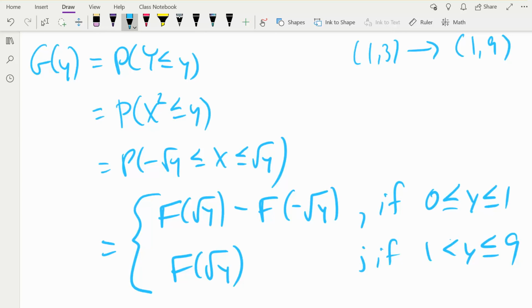Why isn't the range to the top one? Because the range is in terms of the y in this case, because we're trying to find the CDF of y. Since y is x squared, y is 0 to 1 in that case. That makes sense?